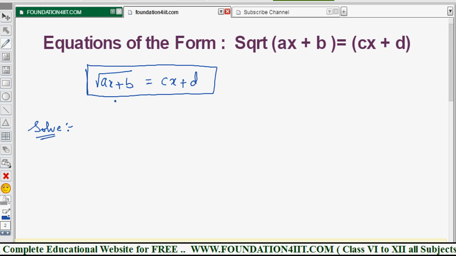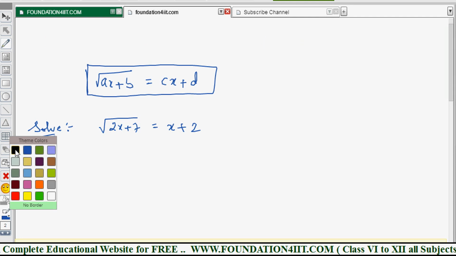So only in this type of format can we use this method, right? For example, solve square root of 2x plus 7 is equal to x plus 2. Now, under the square root there should be a positive value, and the square root of any value should be positive. That is important.